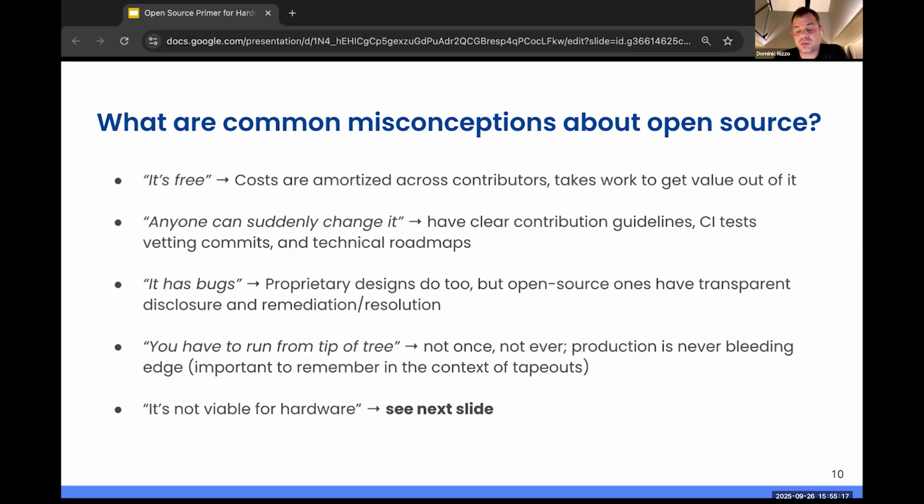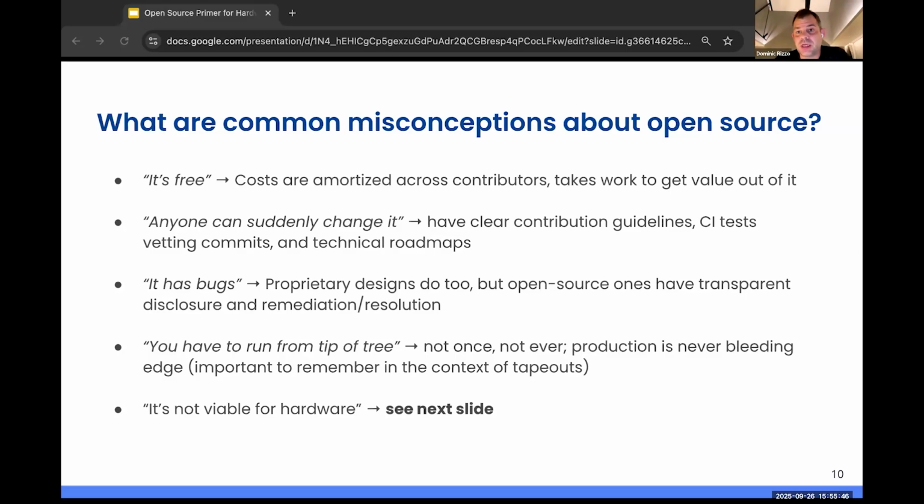Yearly or twice a year is actually pretty common. But there should be a process, and that's the stable ecosystem checkpoint that most folks want to be working from. So the final concern is that it's somehow not viable for hardware, that open source does not apply to hardware the same as it does for software.